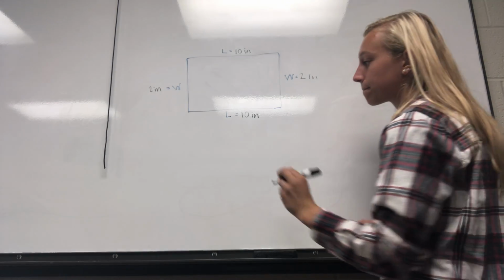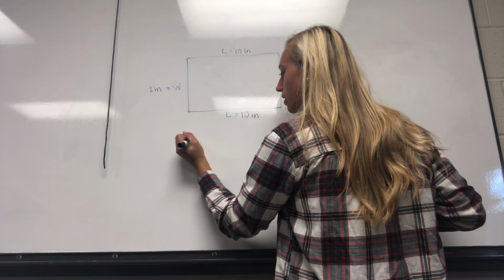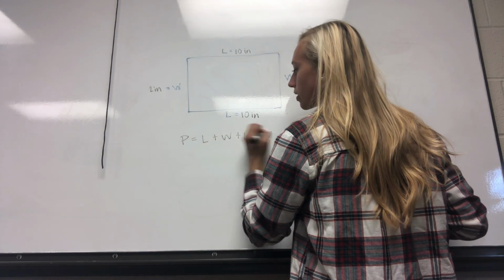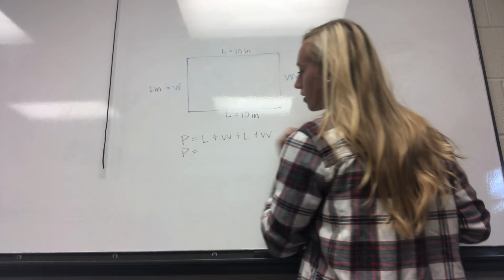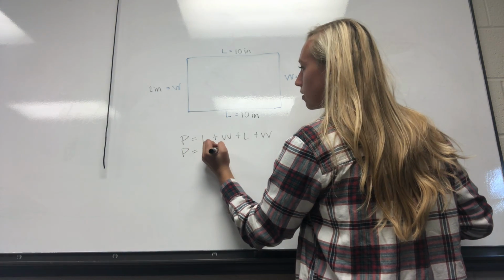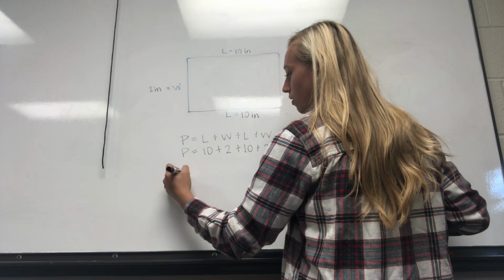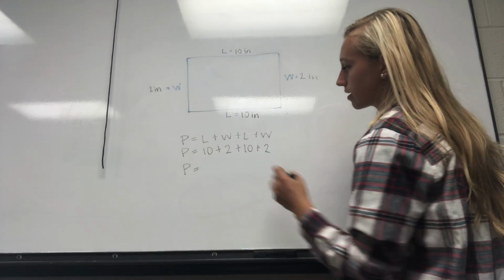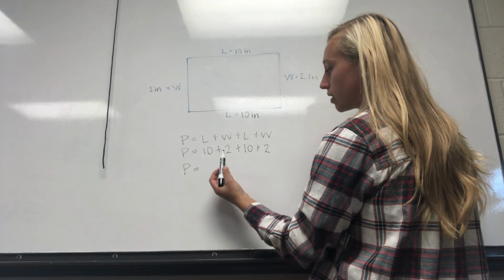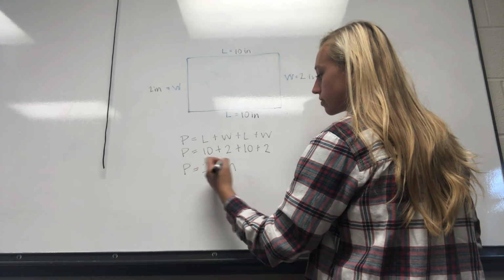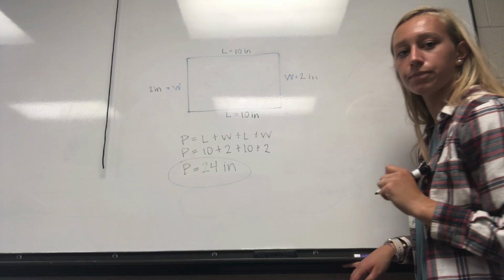And we're going to plug it in our equation, which is P equals length plus width plus length plus width. So P equals 10 plus 2 plus 10 plus 2. And adding all of that together, we have 10 plus 10, which is 20. 2 plus 2 is 4. So we have 24 inches as our perimeter.